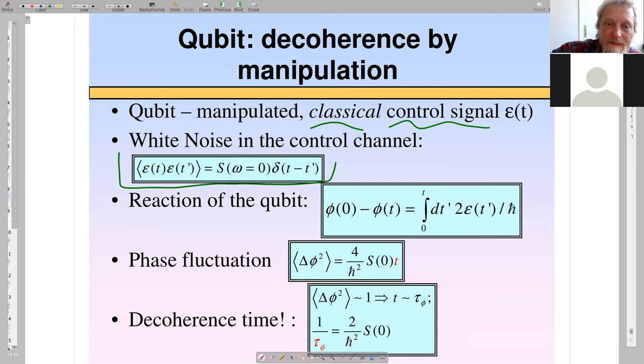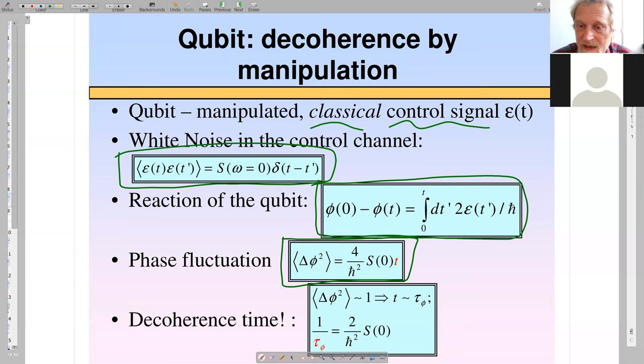Let me now understand the reaction of the qubit to this noise. The phase of the qubit: the time derivative of the phase of the qubit is just the energy. So that will be the phase change. I integrate all this over energy. That leads to this expression for the fluctuation of the phase difference separated by a time interval.